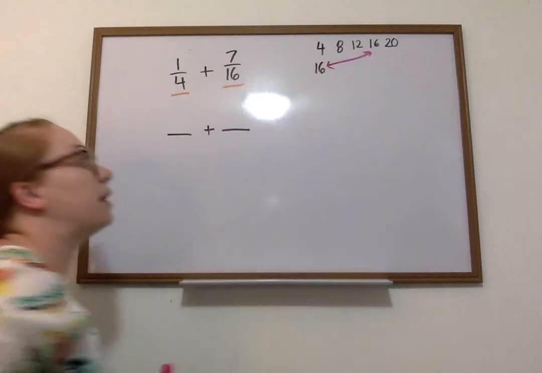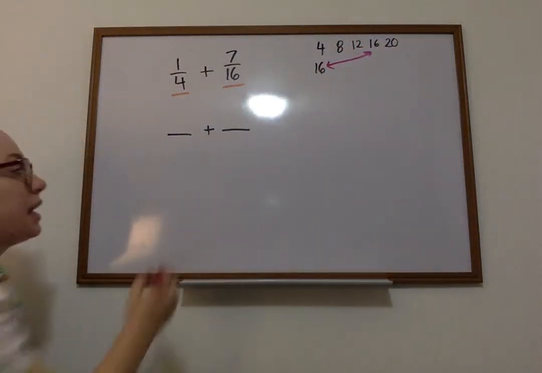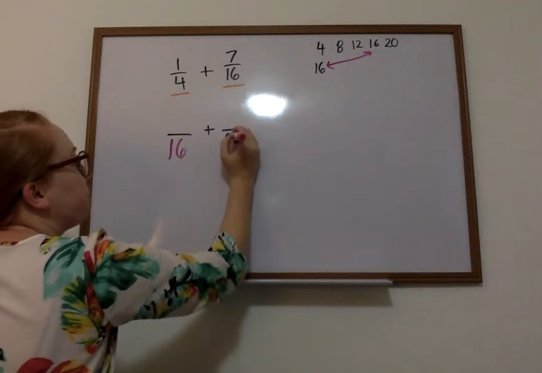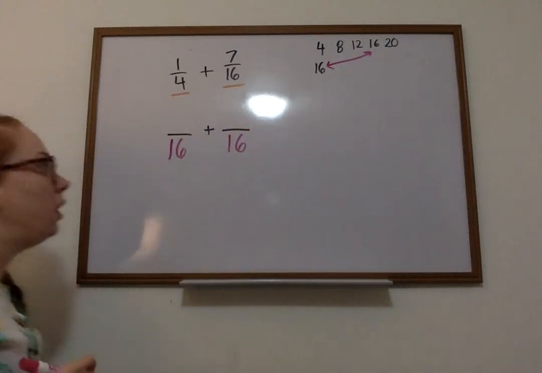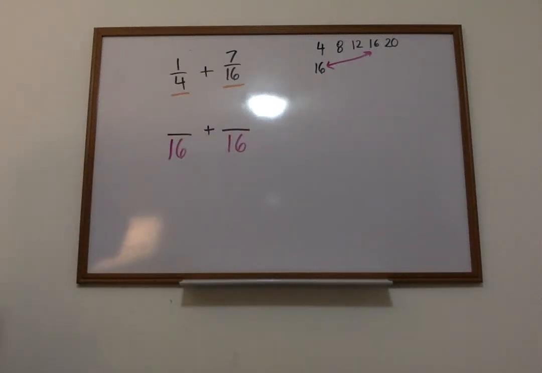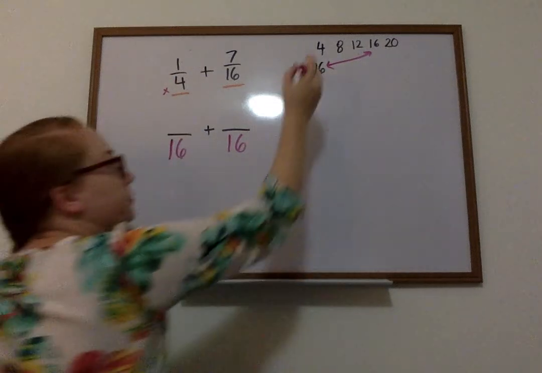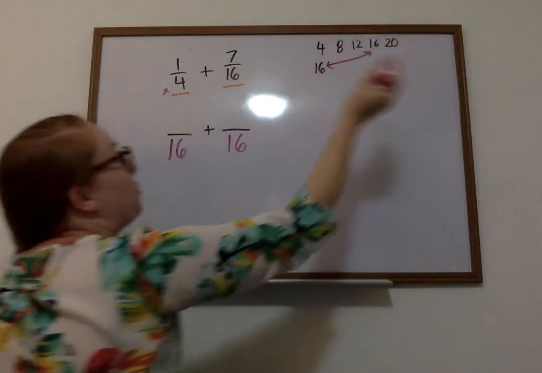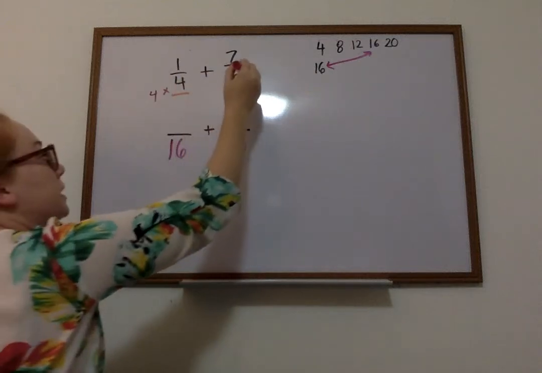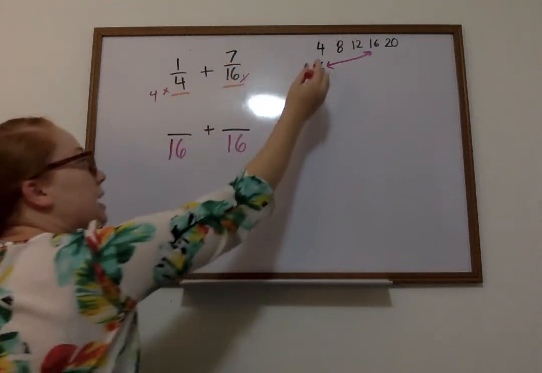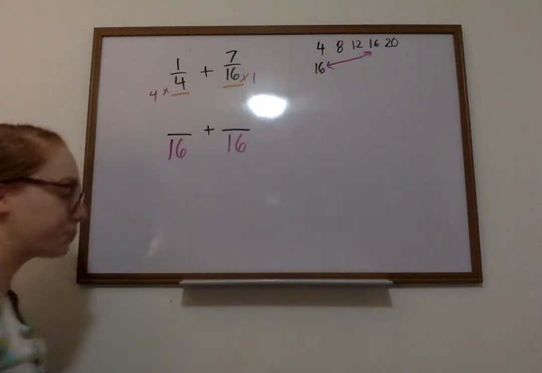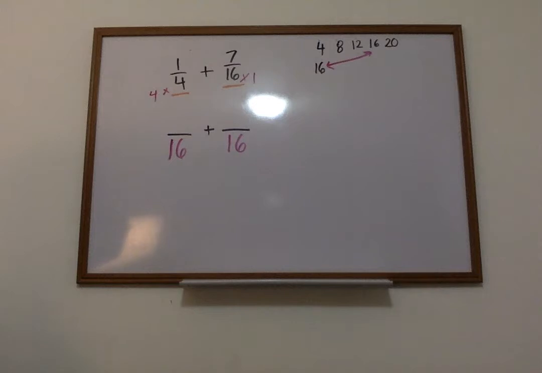This tells me that my lowest common denominator is 16. I'm going to plug it in. Now, I have to ask myself some questions. 4 times what gave me this 16? 4 times 4. 16 times what gave me this 16? 1. Whatever I multiply the bottom by, I got to multiply the top by. I got to keep it even.